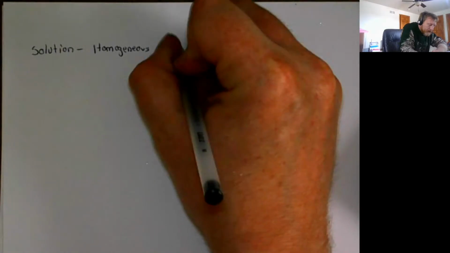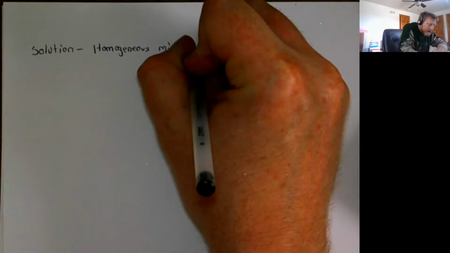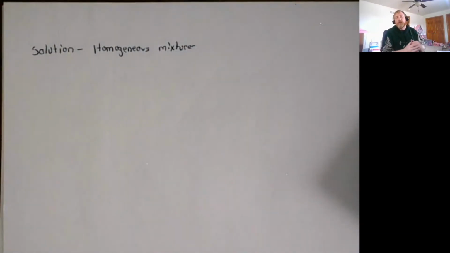Just to refresh your memories on what a homogeneous mixture is, a homogeneous mixture is anything that's composed of two or more parts that are not chemically combined. So they're physically mixed up together, but they haven't chemically bonded. And they're evenly distributed so that you can't look at one section and see anything different than anywhere else. It's all even everywhere you look. That would be a homogeneous mixture or a solution. The two terms are interchangeable.